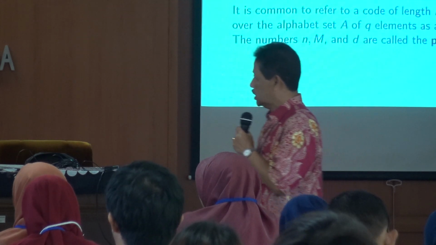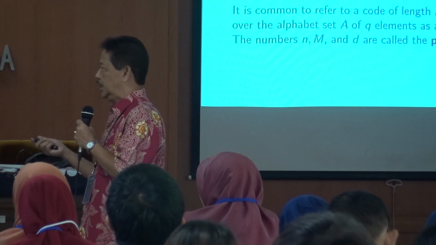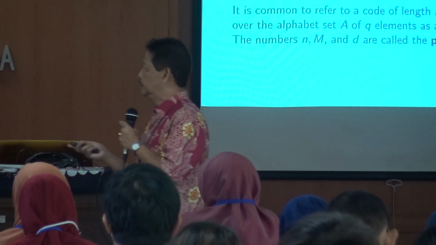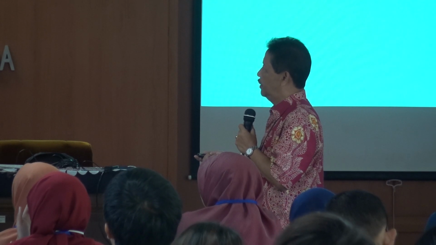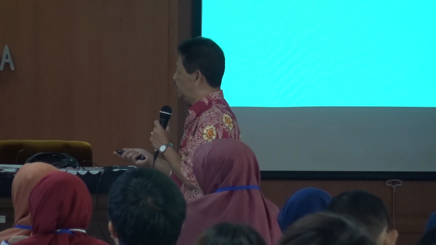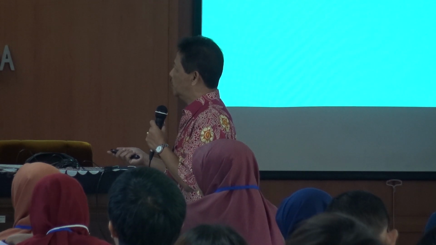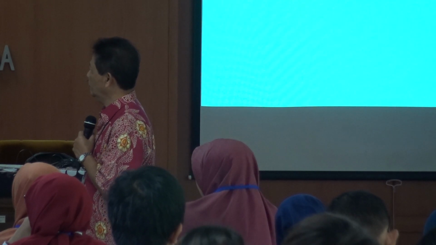Most of the main problems of coding theory deal with the parameters of C. So for example, we have C like this. The parameters: the length is 5, the number of code words is 3, and the distance we can compute is 2.